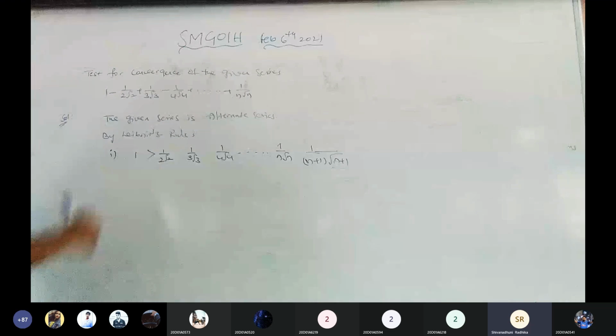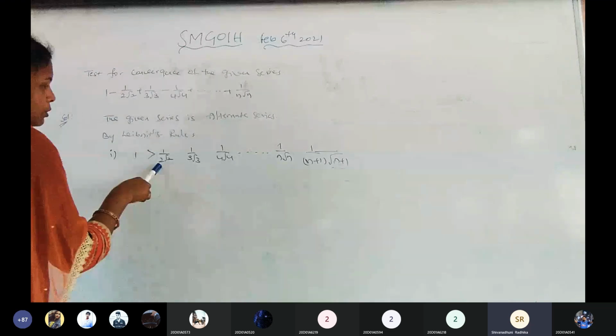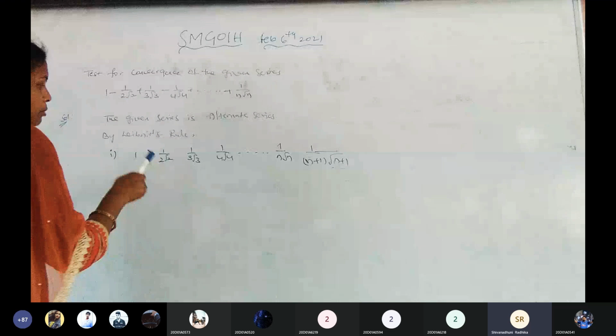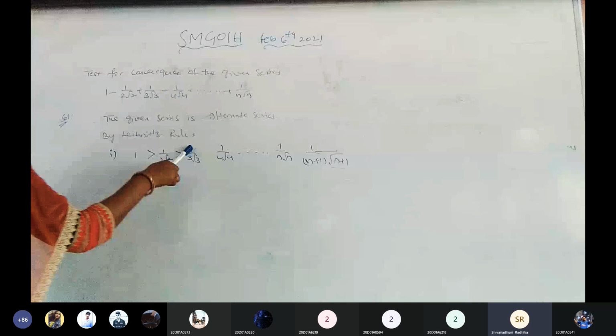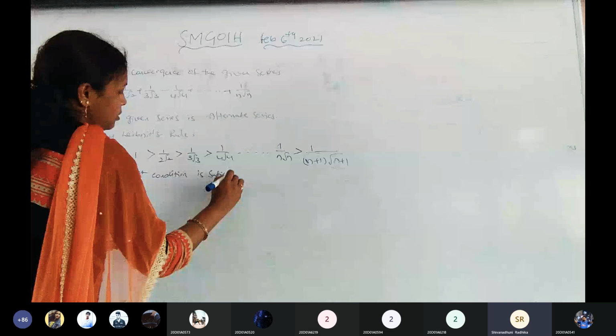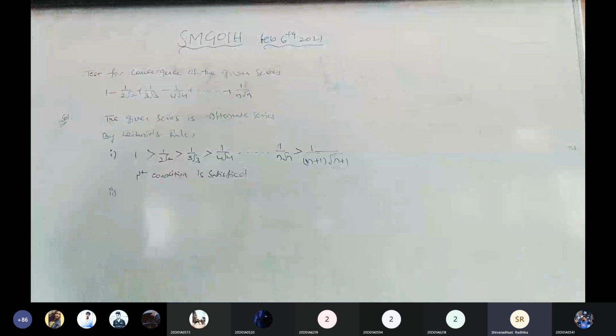Now, 1 is the big value compared with 1 by 2 root 2. Is it clear? Next, this is 1 by 2 and this is 1 by 3. Now 1 by 2 is always the bigger value. Similarly, 1 by 3 root 3 is always bigger than 1 by 4 root 4. 1 by n root n is the bigger value compared with the n plus 1 term. Okay, the first condition is satisfied. In most problems the first condition is satisfied; in most of the problems the second condition is the one not satisfied. Okay, now the second condition.